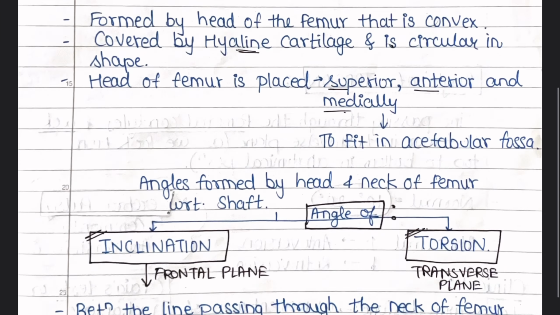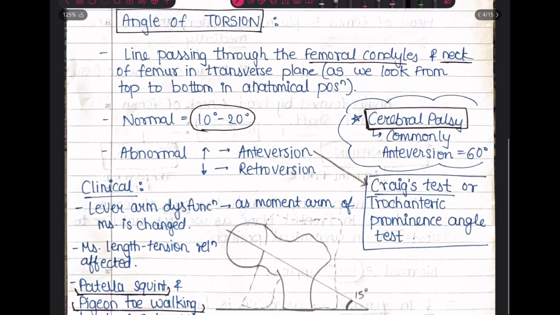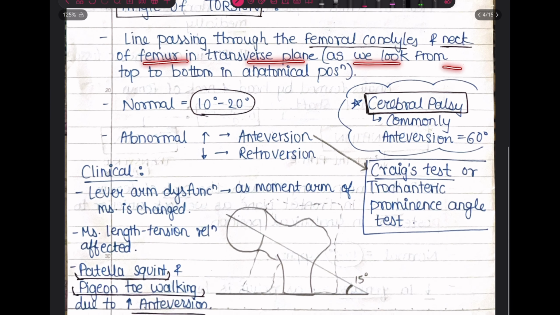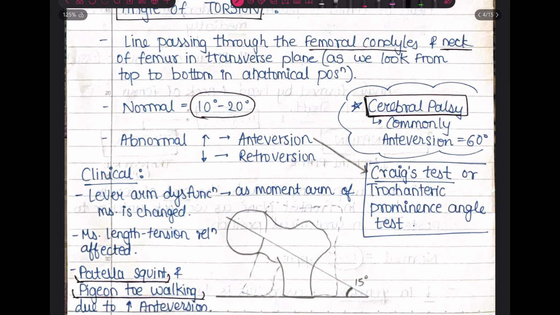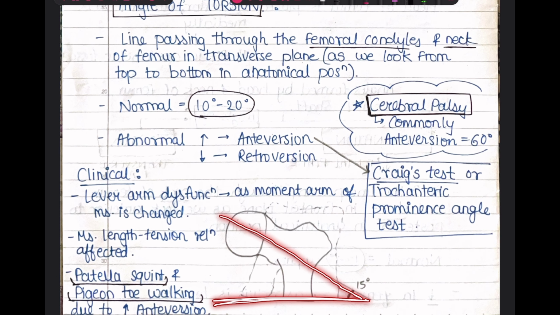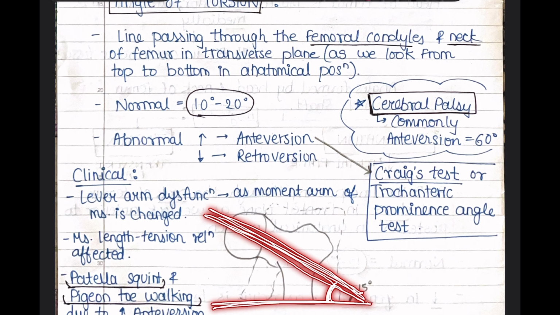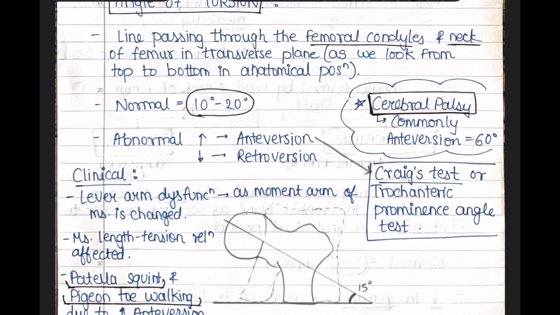The angle of torsion is formed in the transverse plane. It is the angle between the line passing through the femoral condyles and the neck of the femur in the transverse plane. This is the angle of torsion, and it should normally be approximately 10 to 20 degrees.